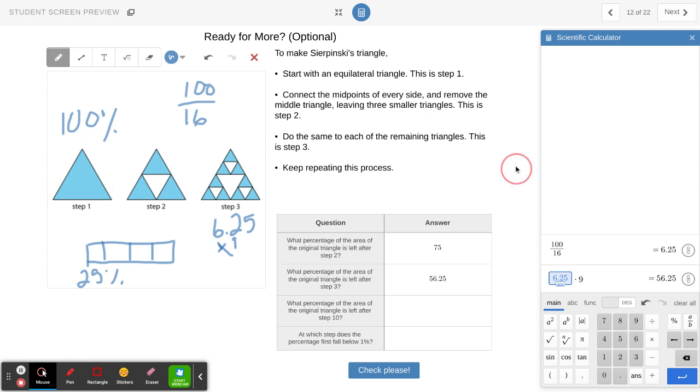Okay. Now they want to know what's the area of the original triangle that's left after step 10. So step 4 would be the same thing. We take each one of these little triangles, chop them into, sorry, we have to do this to each one of these little blue pieces. So now we have to probably try to find a pattern. So see if you can figure out the pattern here.